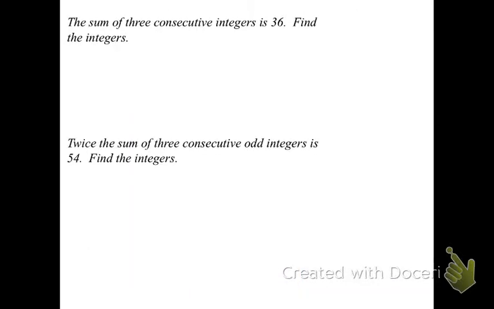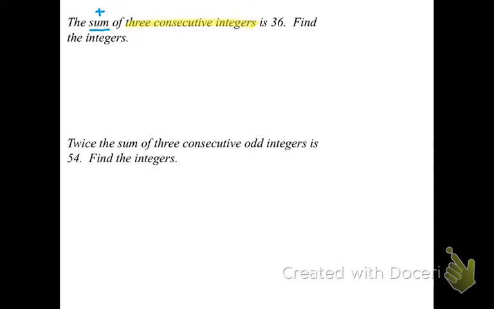All right, next up, we want to find the sum of 3 consecutive integers, that is 36. Find the integers. All right, so we know that we need a sum, and remember that sum means addition, so we know we're adding, and we have 3 consecutive integers. Now, we don't know what those integers are, so we are going to have to use a variable. Let's stick with x. You can use any variable you want, though.